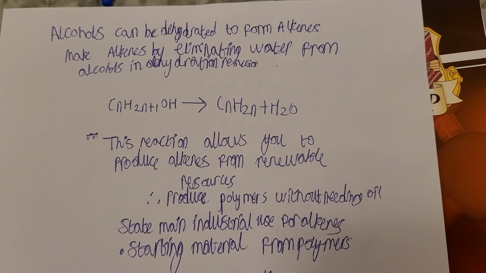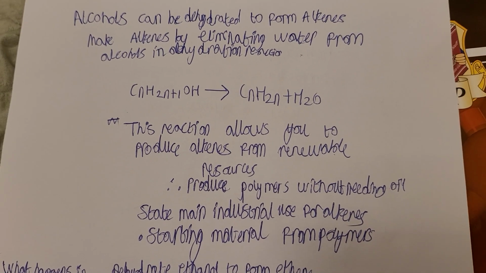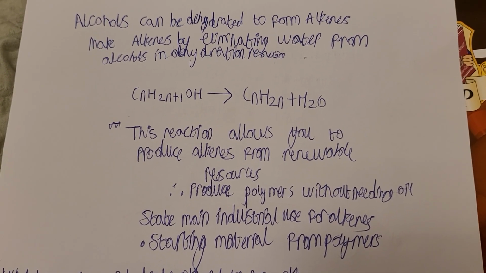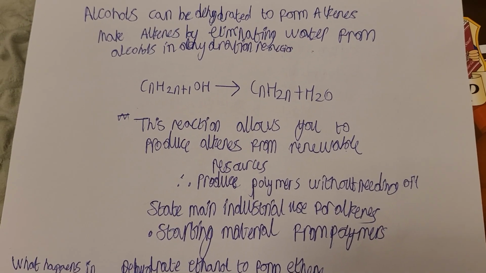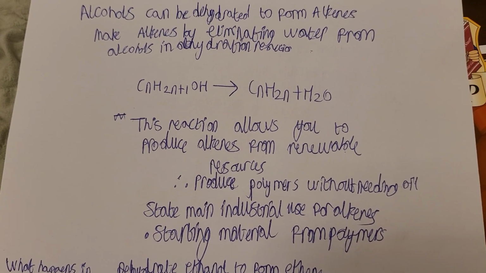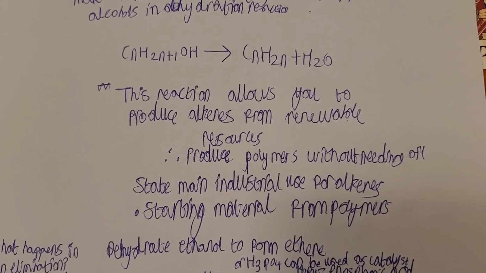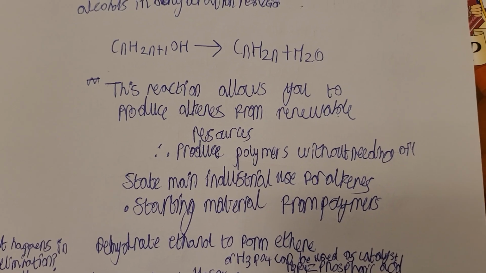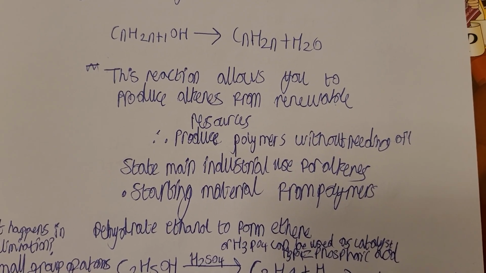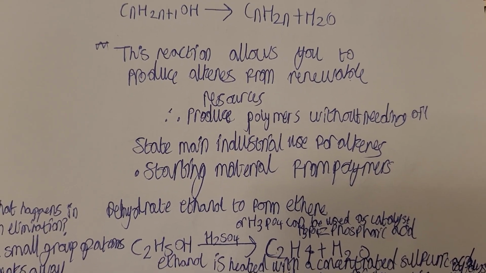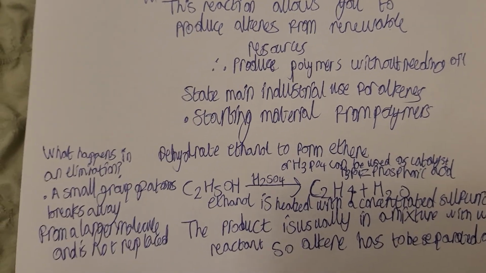Alcohols can be dehydrated to form alkenes, aka make alkenes by eliminating water from alcohols in a dehydration reaction. Equation: CnH2n+1OH arrow CnH2n plus H2O. This reaction allows you to produce alkenes from renewable resources. Therefore, for example, you can produce polymers without needing oil. And the main industrial use for alkenes is the starting material for polymers.